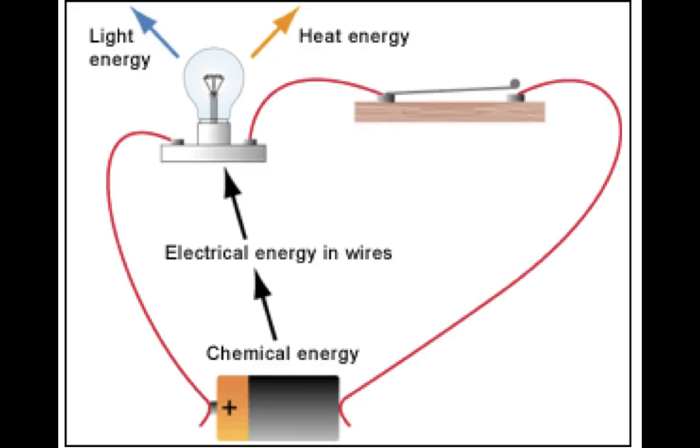And in this diagram, you can see a light bulb attached to a battery. The battery has chemical energy, and it changes that to electricity, which travels through the wires. So the electrical energy powers the light bulb. The electricity goes through the filament in the light bulb and warms up. That gives off light and heat, and that is what is produced.